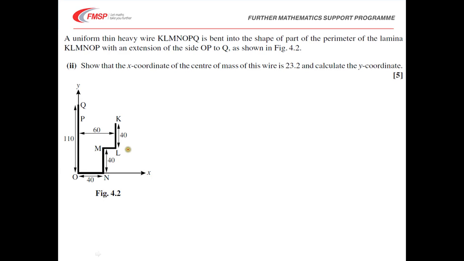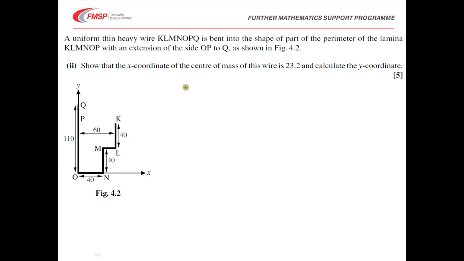In this particular case, the centre of mass is going to be in a different place. Although the shape looks similar, the centre of mass will be in a different place from the centre of mass for the lamina version. What you need to do is consider each of the elements of the heavy wire in turn. So you could look at KL, LM, MN, NO and OQ all separately and sum them together.